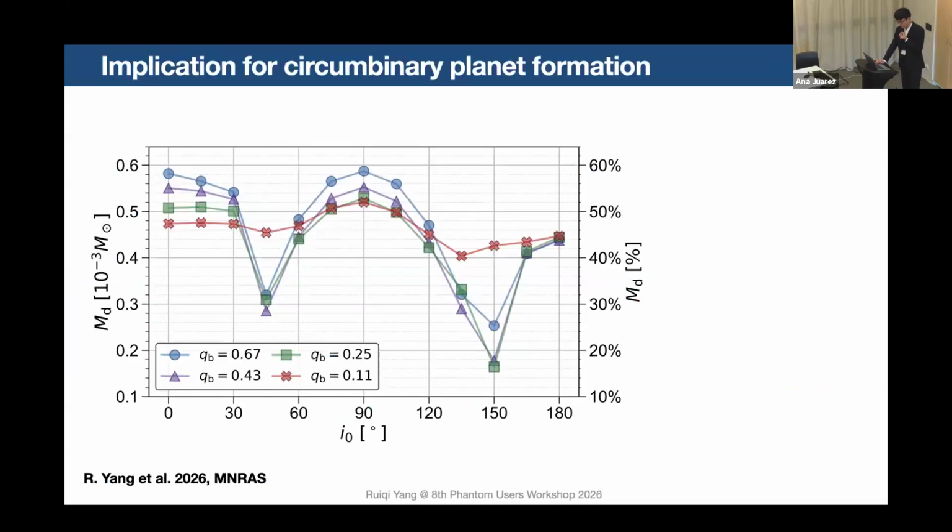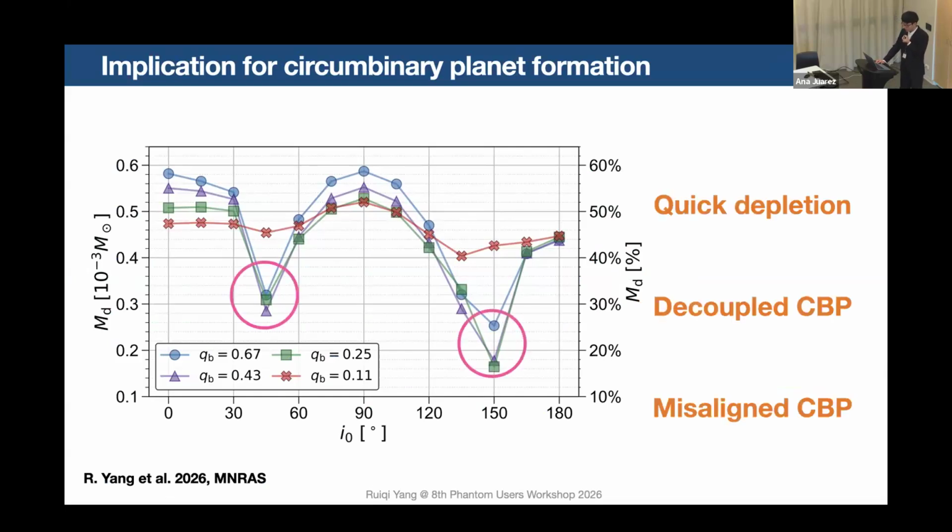Finally, the implications. First, the implication for circumbinary planet formation. This figure shows the circumbinary disk mass at the end of the simulations. If we focus on the disks around 45 degrees and 150 degrees, you can see they undergo quick depletion of the disk mass. So it might affect circumbinary planet formation.